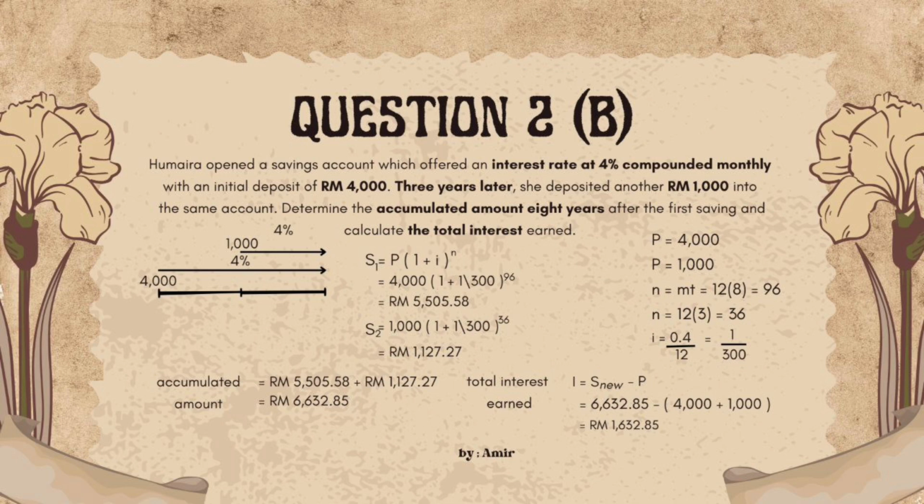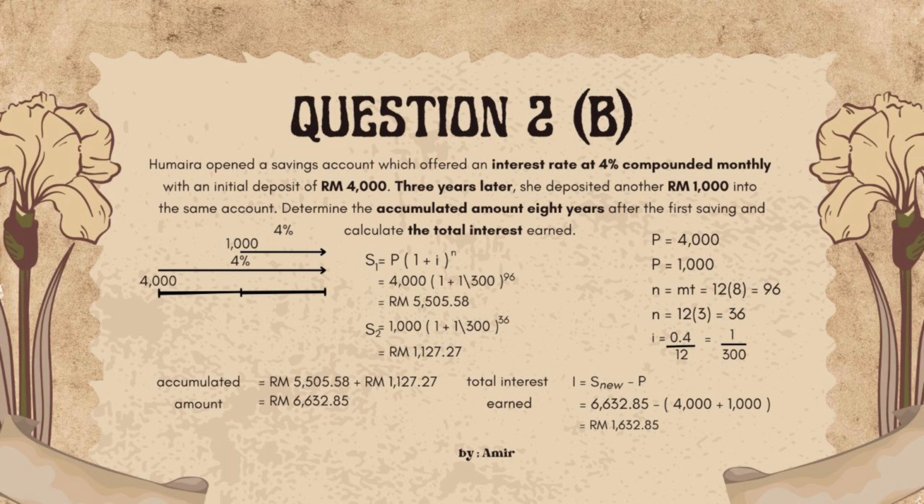Firstly, we need to find S1 first, which is based on the formula S1 equal to P(1 + i)^N. Next, we substitute the formula with the numbers given, which is S1 equal to 4000(1 + 1/300)^96. So, you will get the answer 5505.58. That is the answer for S1.